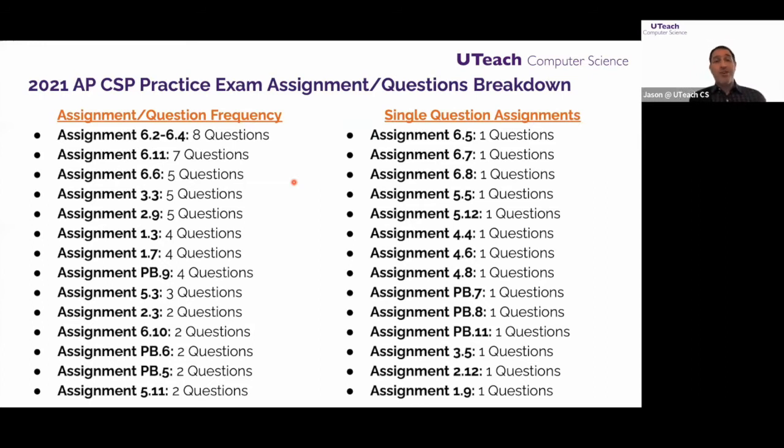Now, you can also see up here that assignments 6.11 and 6.6 are also heavily tested on the exam. 6.11 is our cybersecurity assignment. We're going to review all these in a minute. 7 questions, okay? Assignment 6.6 is our internet assignment. 5 questions on the practice exam. So take a look. I mean, that's crazy. If you just do those assignments, okay, 6.2, 6.3, 6.4, 6.11, and 6.6, you'll prepare your students for 20 questions on the multiple choice portion.